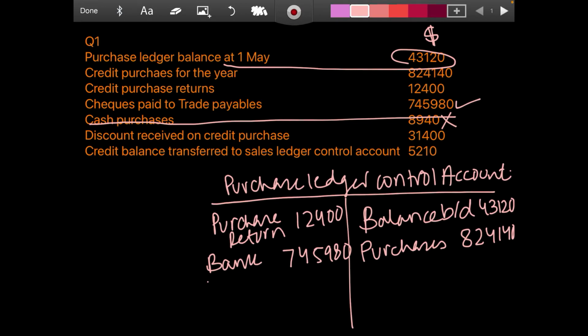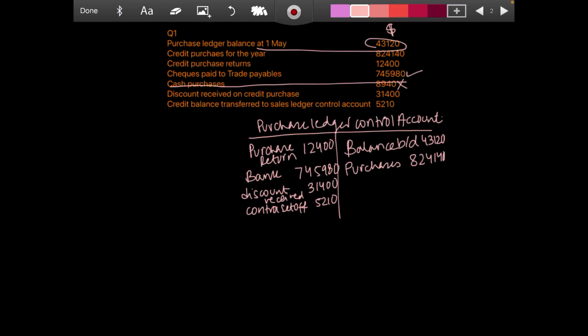Discount received on credit purchases, this will be on our debit side. Credit balance transfer to sales ledger control account, so this is basically our contra set off. 5210.